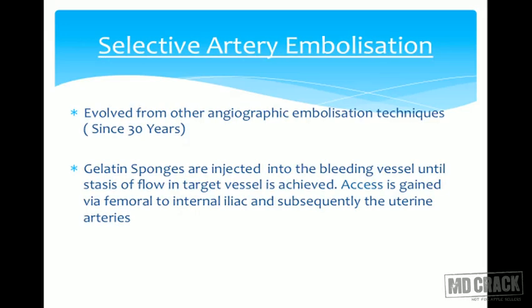There is this new method where selective artery embolization can be done. Here gelatin sponge is injected into the bleeding vessels until the stasis of flow is achieved. In this, and even in internal iliac ligation, what happens is when the vessels are ligated, the blood supply is through collaterals. But the effect is that the arterial circulation gets converted into venous circulation. So the pressure falls and thus there is time for clot formation and even the blood loss decreases. So these are the procedures which we do to manage atony of the uterus.